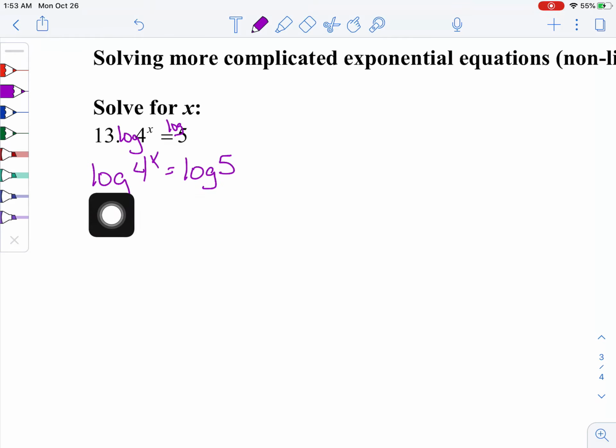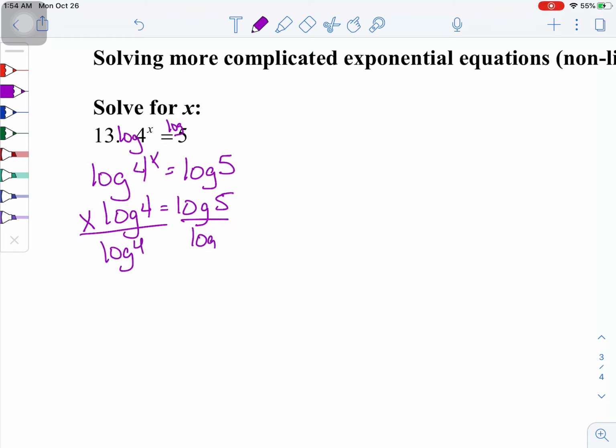Now, the logs that I'm using here are base 10 logarithms. And the reason I'm using that is because, well, my calculator can use base 10 log. So here's the deal. I'm going to use my property of logarithms to fly this power of x in front as a coefficient. So x log of 4 is equal to log of 5. And now to solve for x, I'm going to go ahead and divide both sides by log of 4.